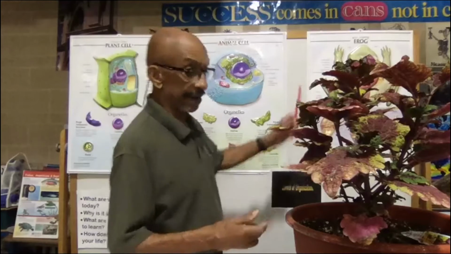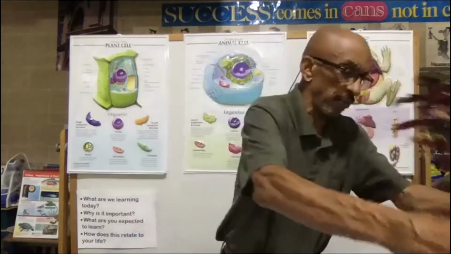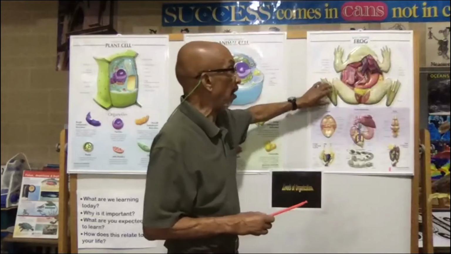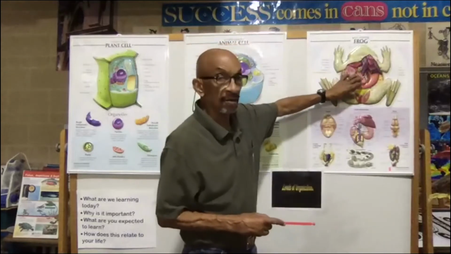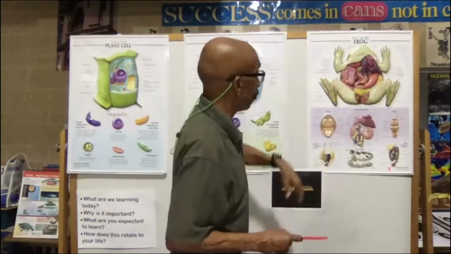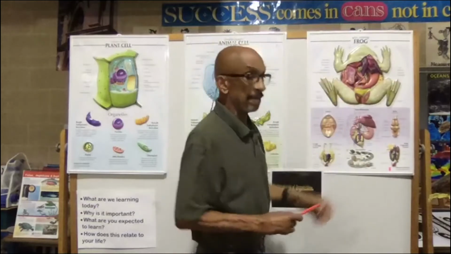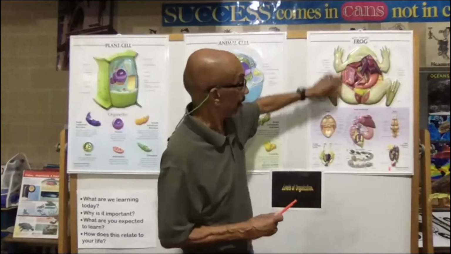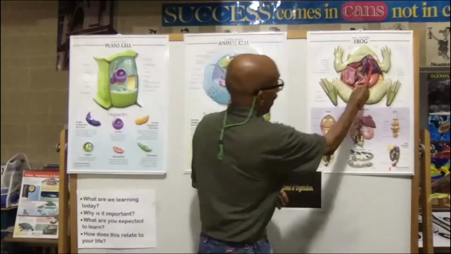Well, I've got a diagram. Let me move this plant just for a minute. I've got a diagram or a poster with a frog, and we're looking at the internal parts of that frog. Of course, we know that there's certain tissue with certain cells that make up the skin, right? Epithelia. But the heart is located right here.